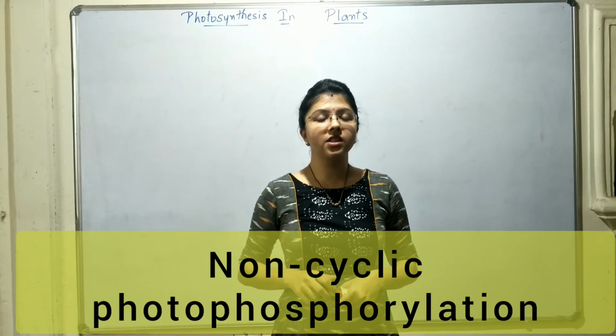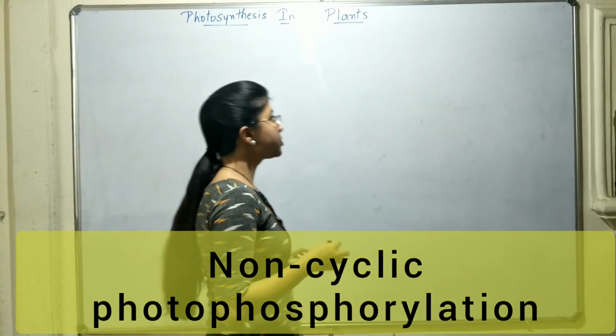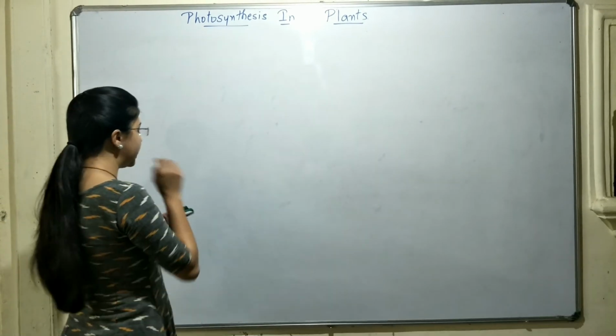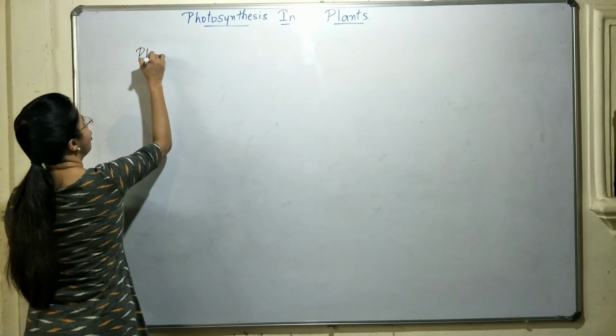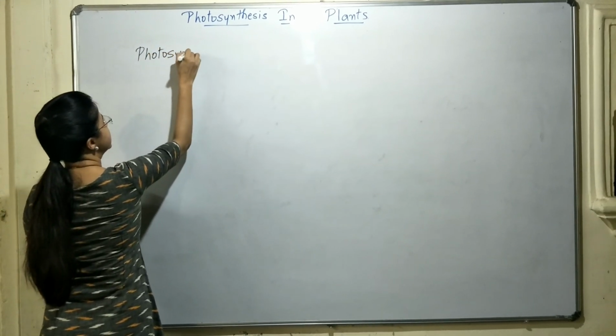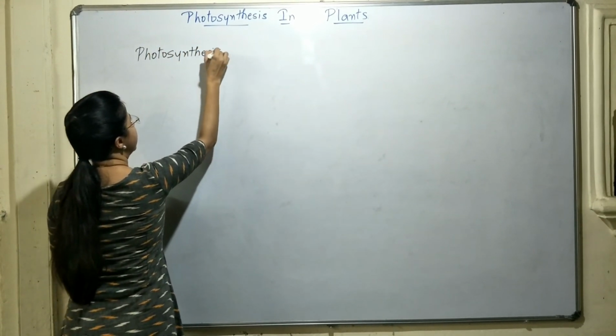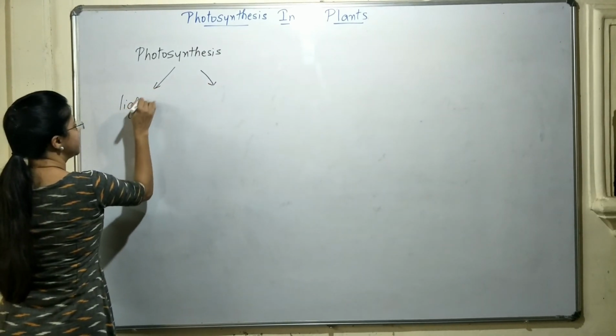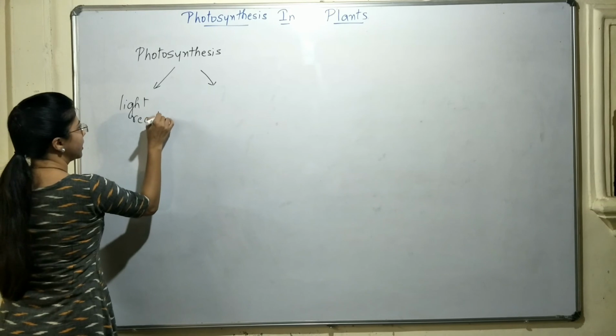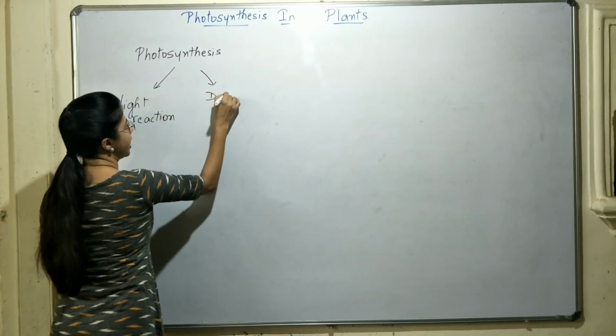Up till now, we have discussed that the photosynthesis process involves two reactions, that is the light reaction and dark reaction. Photosynthesis involves the light reaction and dark reaction.